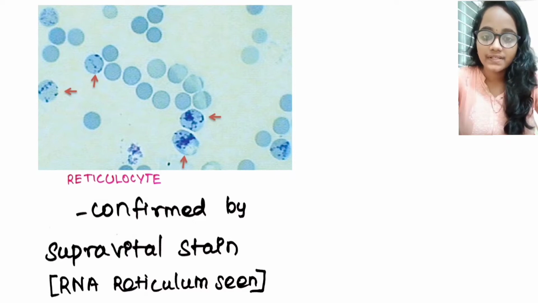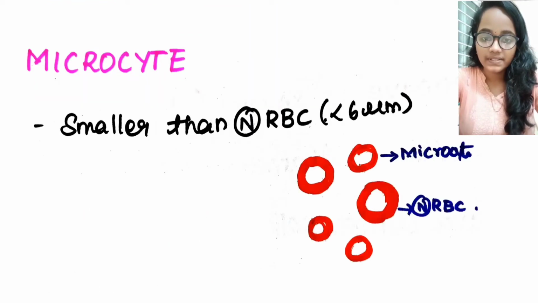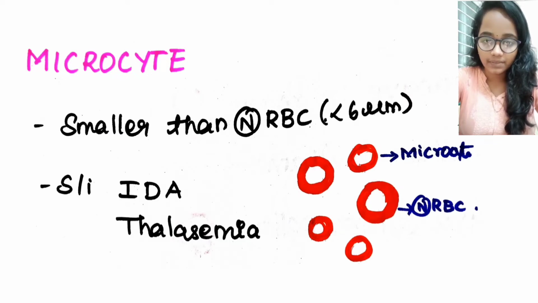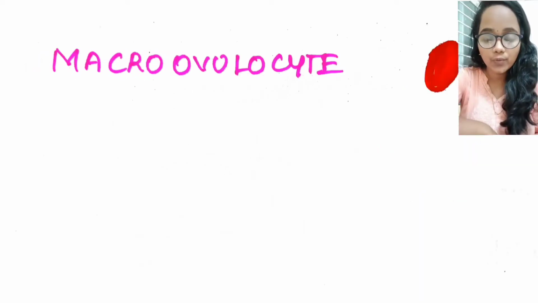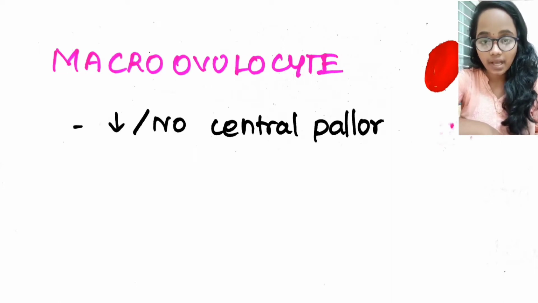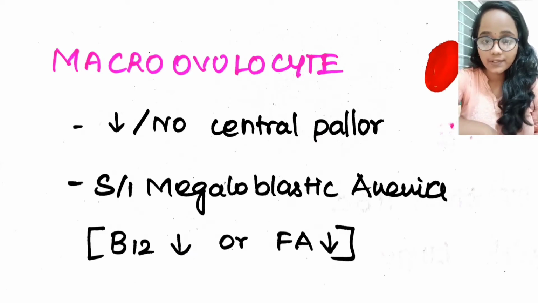Next, microcytes. Microcytes are smaller than RBCs, that is less than 6 micrometer, and are seen in iron deficiency anemia and thalassemia. Macro-ovalocytes. These are RBCs which are oval in shape. They don't have central pallor, or it is decreased in amount, and they are seen in megaloblastic anemia. Megaloblastic anemia is due to deficiency of either B12 or folic acid.